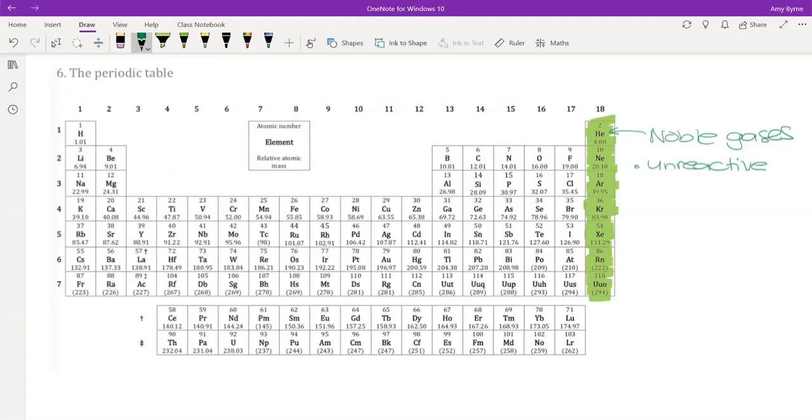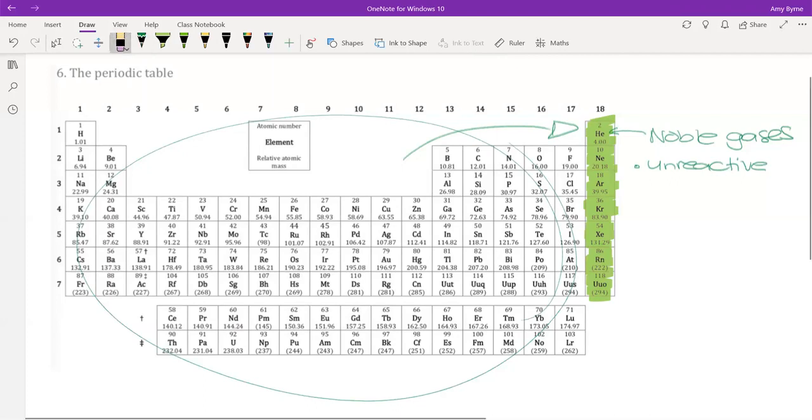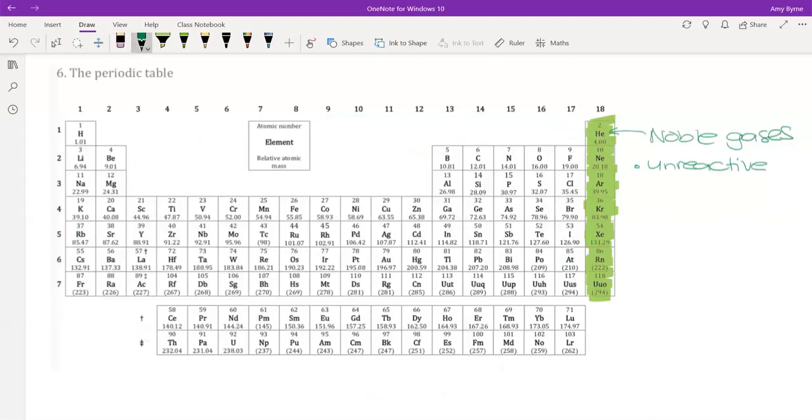If you are any other element on the rest of the periodic table, your entire aim for every chemical reaction you undergo, every time you gain or lose or share an electron, your aim is to end up getting an outer shell that looks like a noble gas. So what do I mean by that?